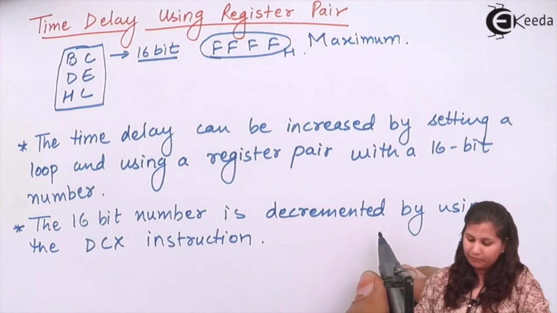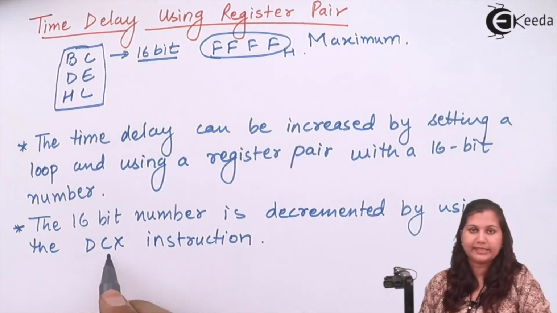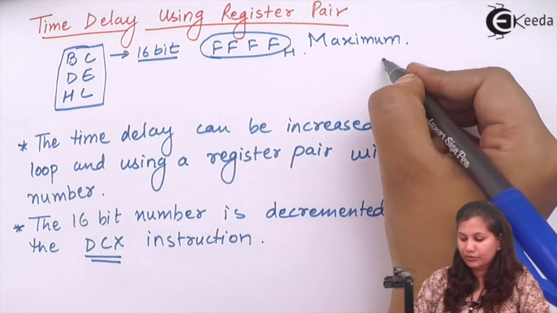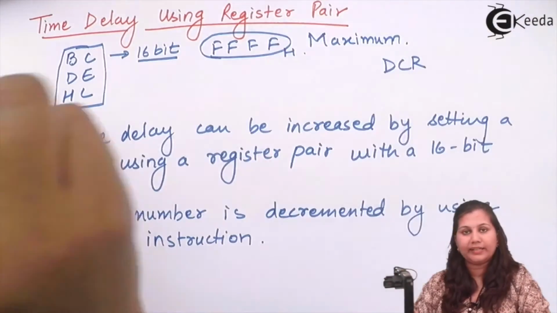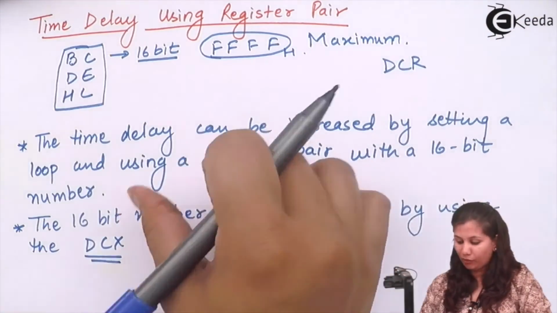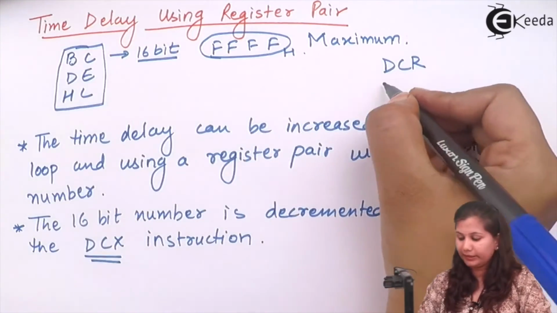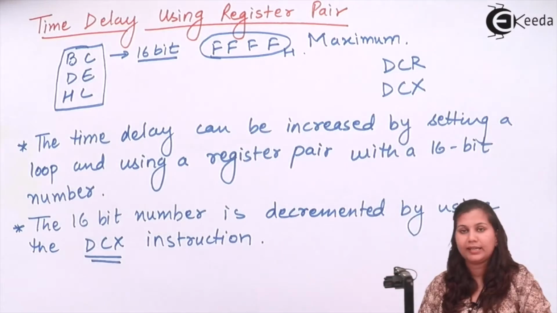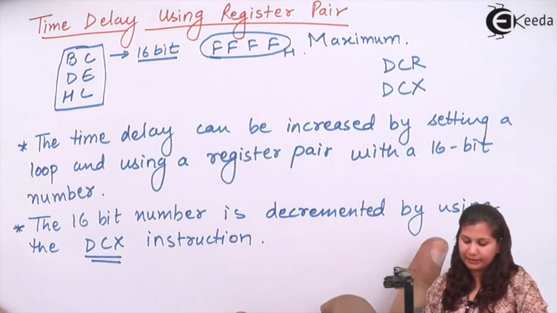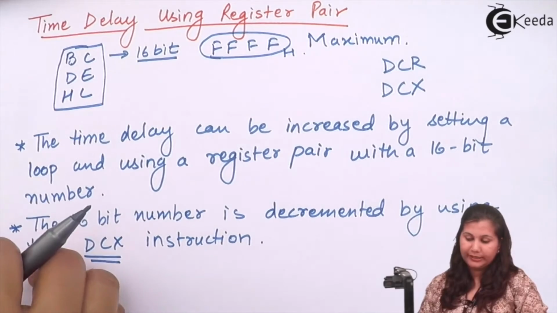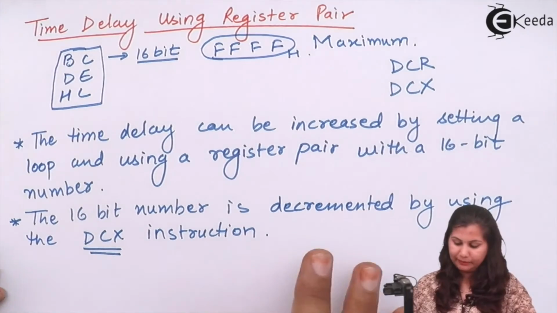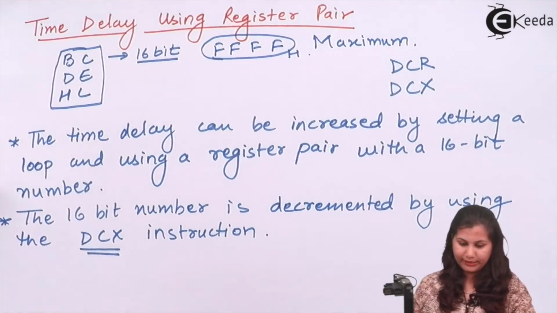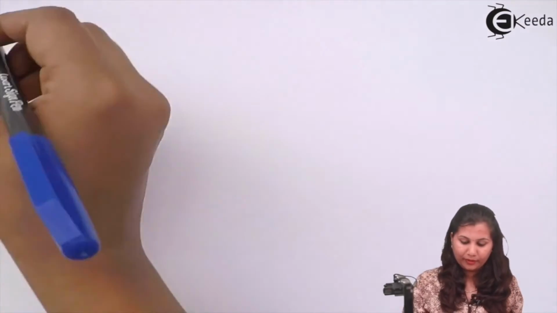This 16-bit number is decremented by using the DCX instruction. Earlier we were using DCR, because we were decrementing only one register. If we want to decrement a register pair, then we have to use the instruction DCX. This DCX instruction decrements the number till it has become 0.